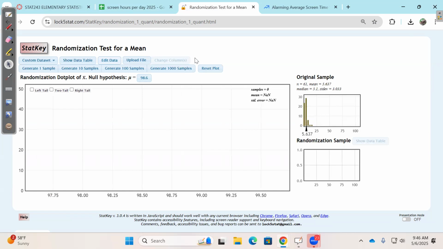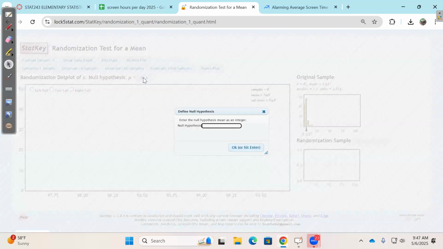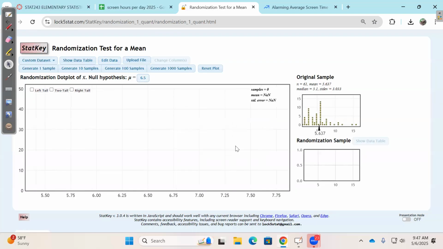Different than a confidence interval where you just start generating, you also have to tell StatKey what we are comparing this data to. Notice they have a null hypothesis here, mu. I'll explain null hypothesis in a little bit, but we looked up and found the mu for the population to be about 6.5. So I'm going to replace that with 6.5. And then that'll rescale the axis down here with 6.5 in the middle, because that's what we expect the average to be according to that research site we found.